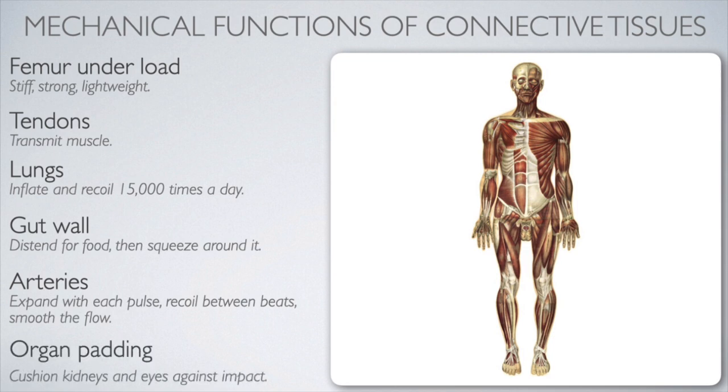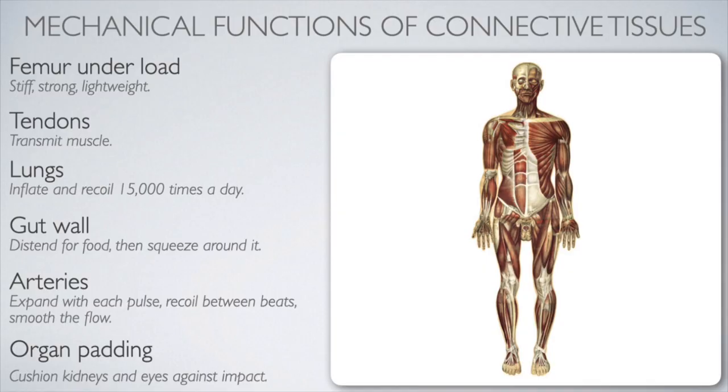And then finally, we have connective tissue that's not just playing a role in the transmission of forces, but it provides protective functions in, say, for example, padding the organs, which cushions the kidneys, which are very delicate structures, and, for example, your eyes against impact. So, in light of these major functions, I'm sure there are plenty of others that we could enumerate as well. This just gives you a sense, an overview of the major mechanical functions of connective tissues.